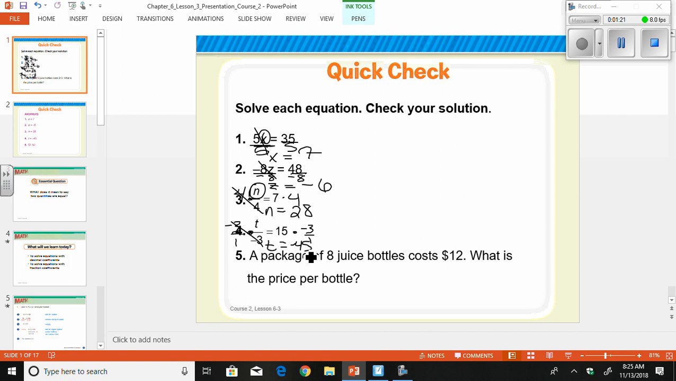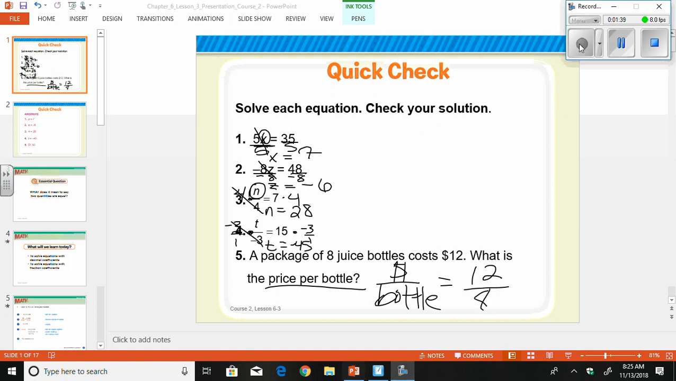Number 5, a package of 8 juice bottles costs $12. What is the price per bottle? So they tell you how to set it up. Price per bottle. So our price is $12. We have 8 bottles. That gives us a price per bottle of $1.50.